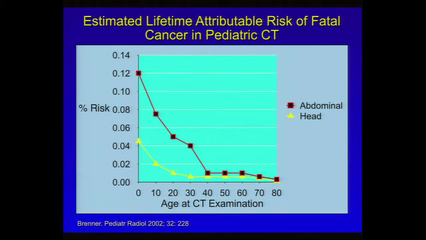This is now a 13-year-old study, but it highlights the age sensitivity, or biological sensitivity, related to age to exposure to ionizing radiation. On the y-axis is the percent risk of estimated lifetime attributable risk of fatal cancer in pediatric CT, and this is the age of CT. I wanted to remind you that the age range that we are talking about in the pediatric population is mostly here, and you can see the exponential rise in risk when it comes to younger patients.